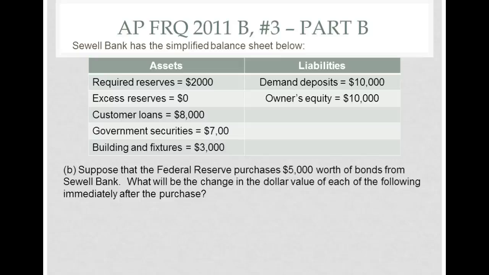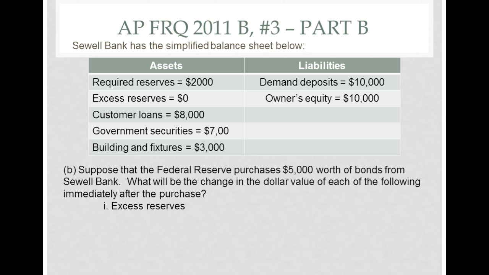What will be the change in the dollar value of each of the following immediately after purchase? Okay, so let's get our head around what just happened here. It says the Federal Reserve purchases $5,000 worth of bonds from Sewell Bank. Sewell Bank already owns $7,000 worth of bonds on their balance sheet. If the government purchases $5,000 worth of bonds, what's now going to happen? Well, let's take a look.